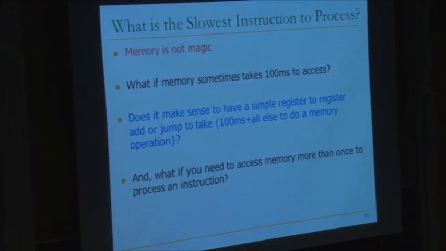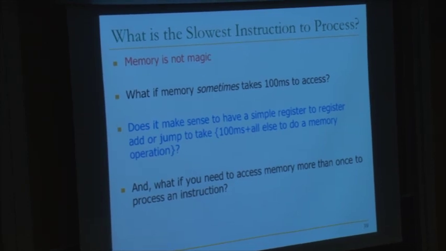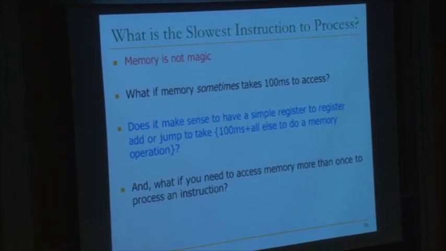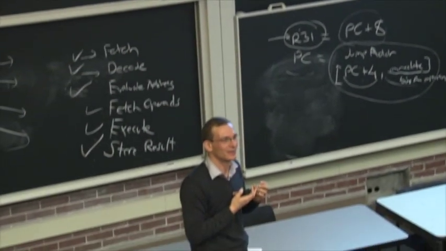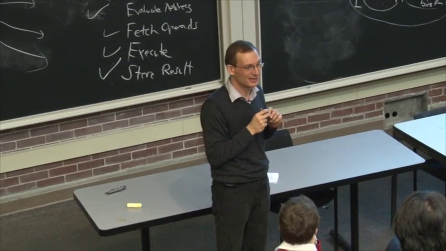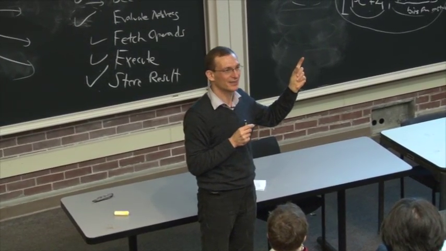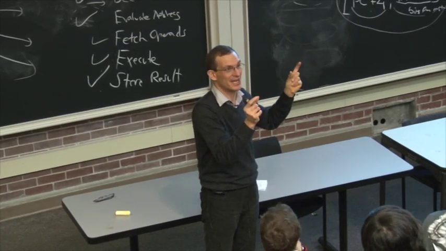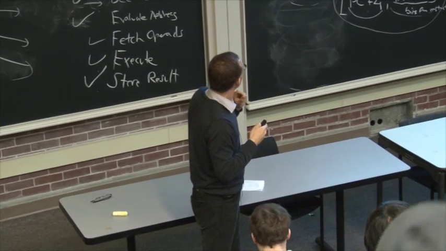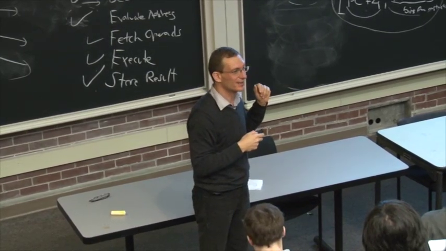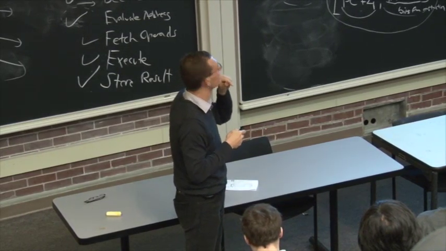And what if you need to access memory more than once to process an instruction? Which instructions do this? Are there instructions that access memory more than once? Load word, right? Yes. Why? Because you need to fetch the instruction, access memory, and then you need to get the data value that you need to load. Do you provide multiple ports to memory? I'll let you think about that. We'll cover ports later on, but you may need to.